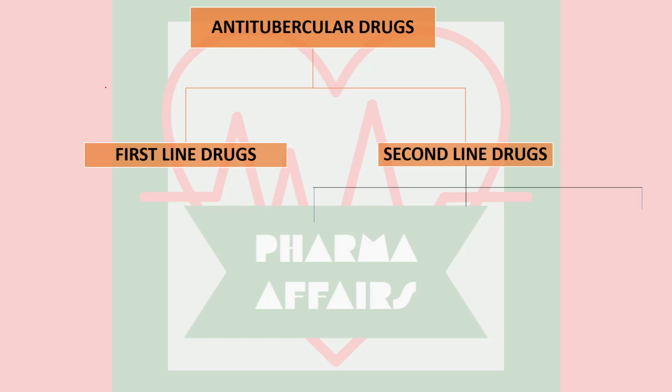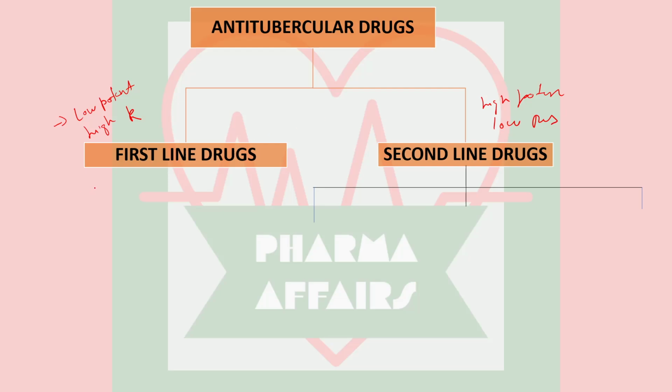Antitubercular drugs are classified into two parts. First is first-line agents and second is second-line agents. First-line agent drugs are low potent and have high resistance against gram-positive and gram-negative bacteria, whereas second-line agents are highly potent and have low resistance against gram-positive and gram-negative bacteria.